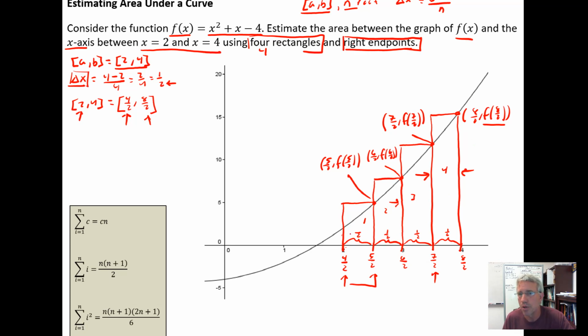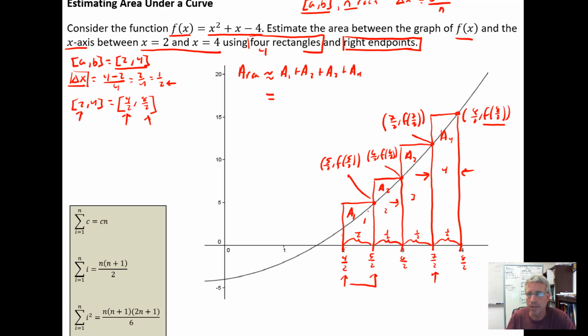So I need to add up the areas of the rectangles. I have area of rectangle 1, area of rectangle 2, area of rectangle 3, and the area of rectangle 4. So I'm going to estimate the area under the curve by approximating it with the area of the rectangles. So I need to take area of rectangle 1 plus area of rectangle 2 plus area of rectangle 3 plus area of rectangle 4 and add them all up.